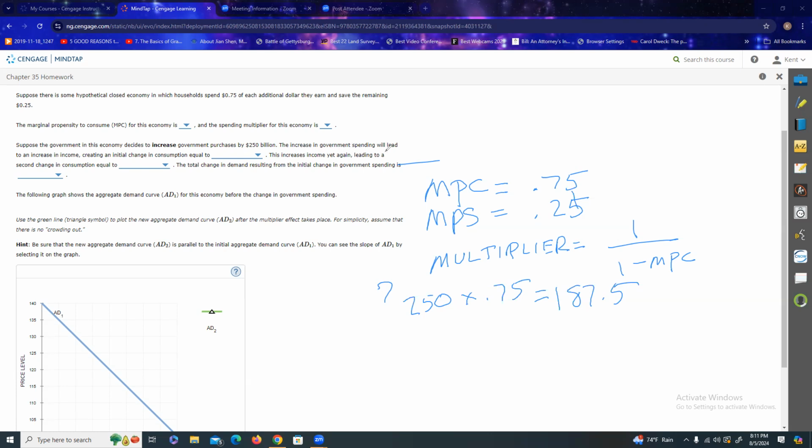This increases income yet again. Okay, so they're going to spend 187.5 billion overall, economy-wide, and leading to a second change in consumption to what? Well, we multiply that times 0.75, the marginal propensity to consume, and that gives us 140.63.